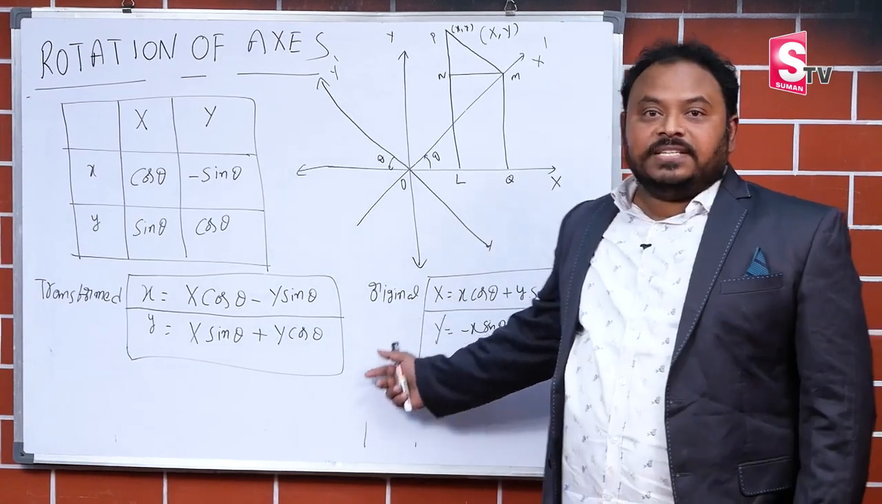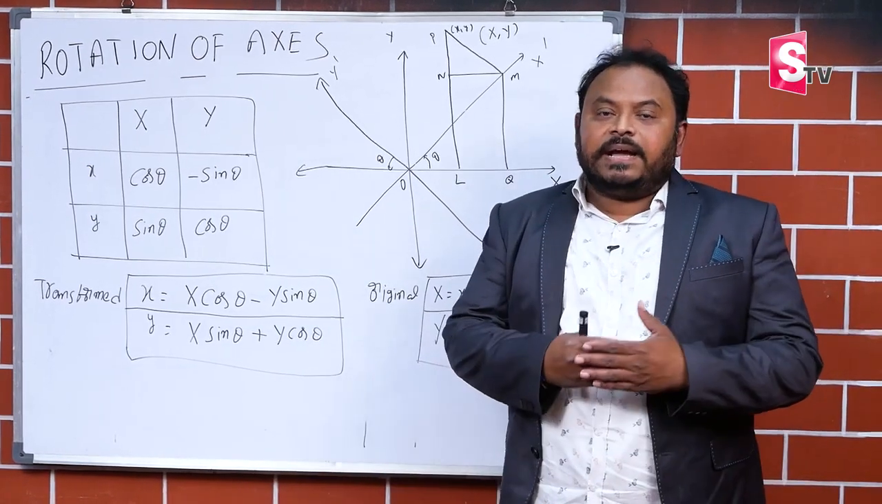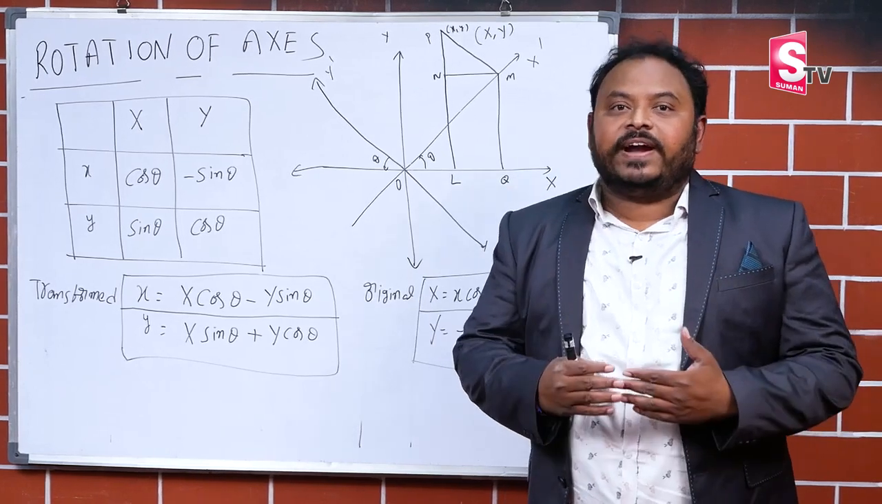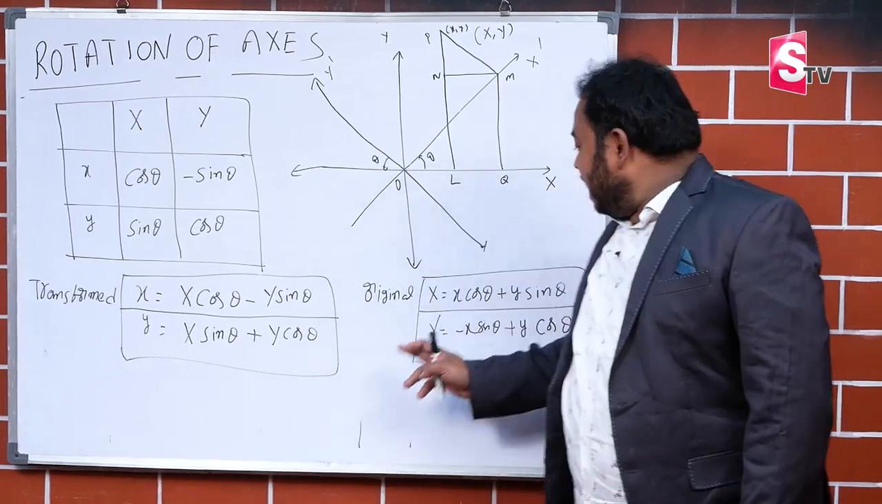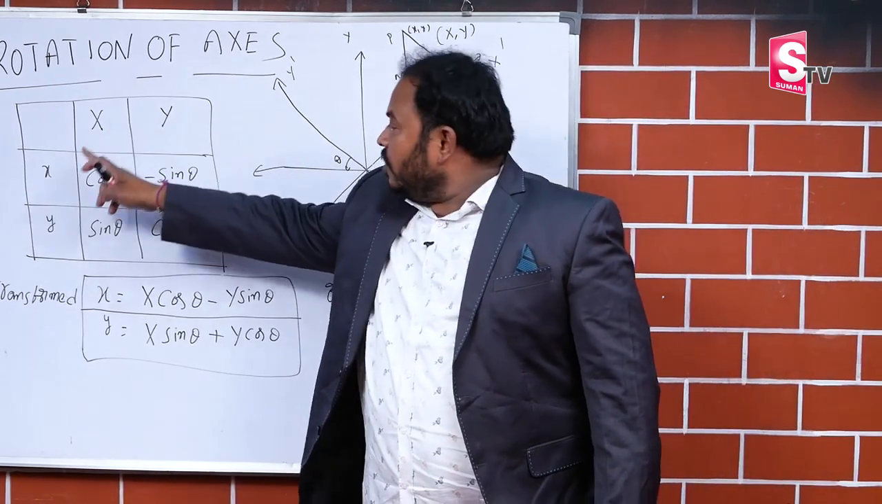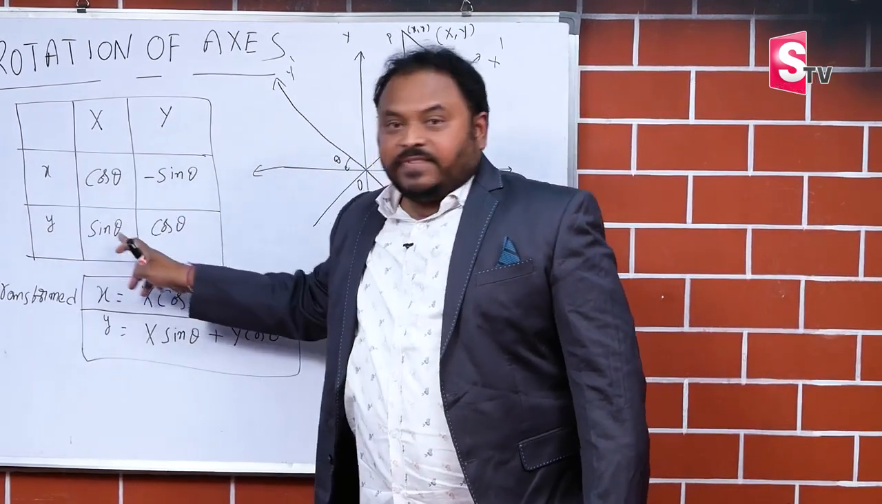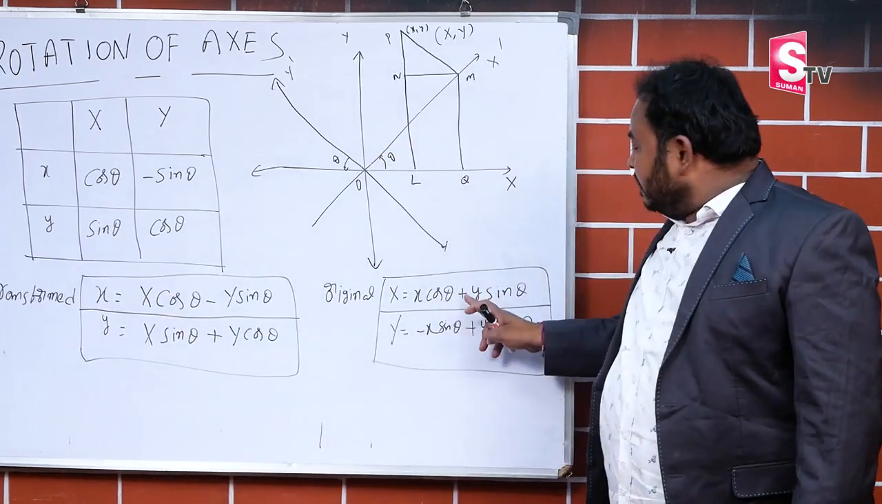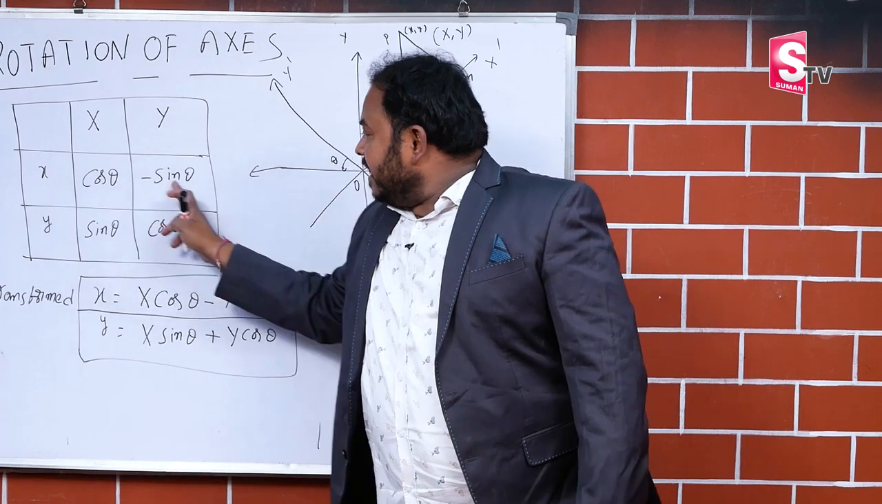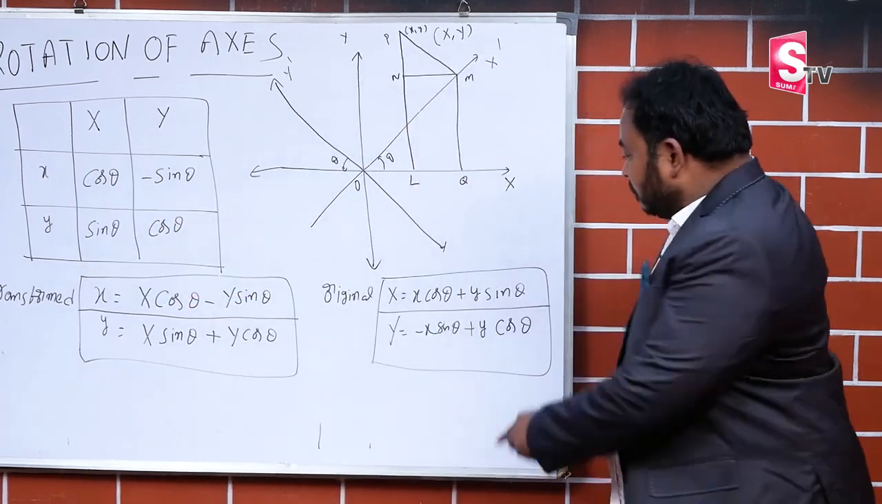Similarly, this is the original equation. Whenever they are saying about that, they have already given the transformed equation only. We are finding the original equation. At that time, capital X is equal to x cos theta plus y sin theta. Capital Y is equal to minus x sin theta plus y cos theta.